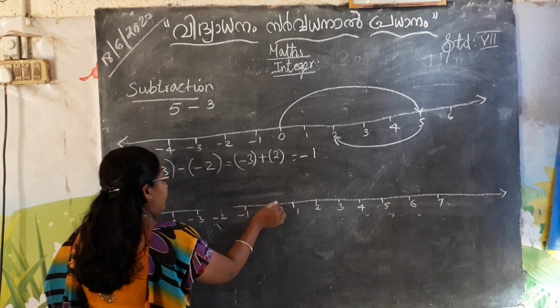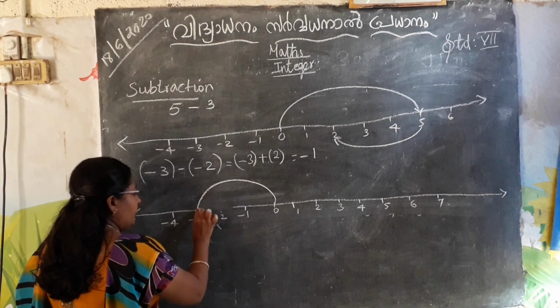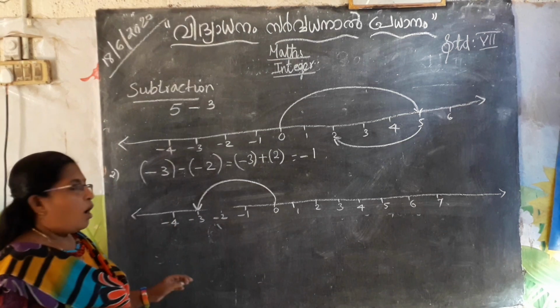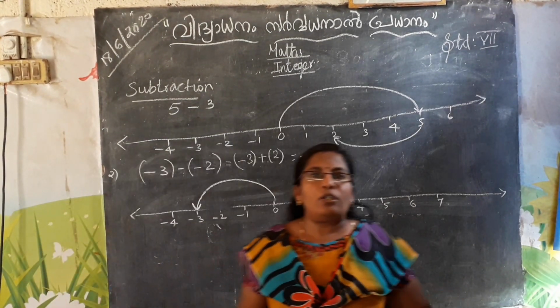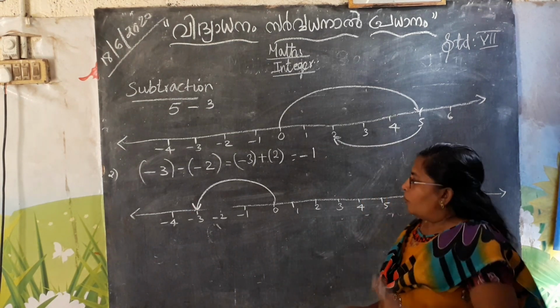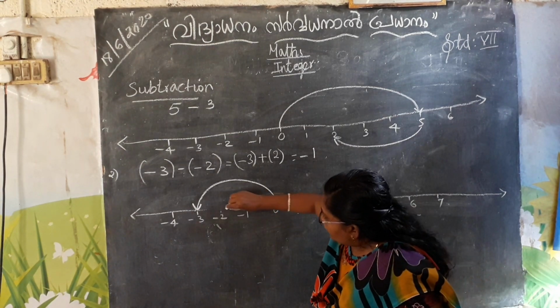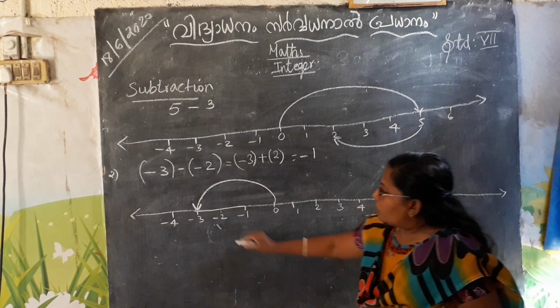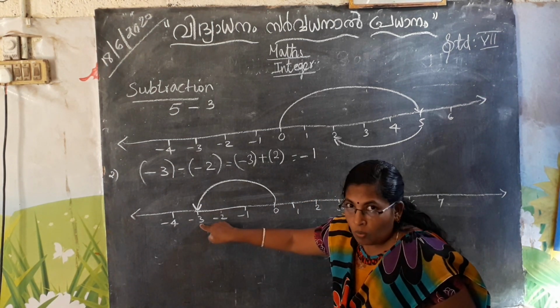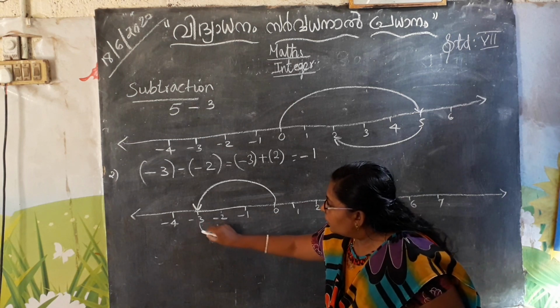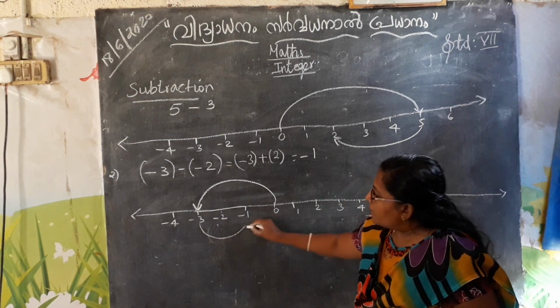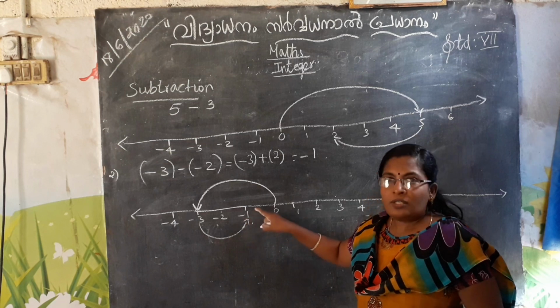First is minus 3. Then, how many numbers do we want to subtract? Minus 2. We want to subtract minus 2. Start here. 0, 1, 2. Minus 2. What is the answer? Minus 1.